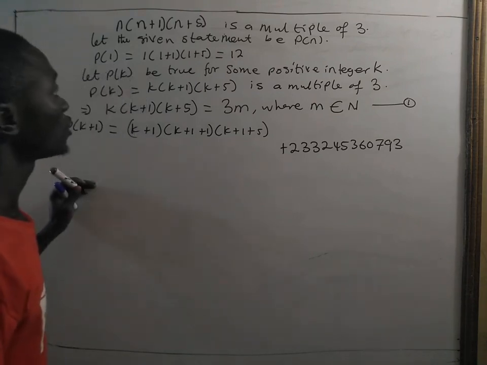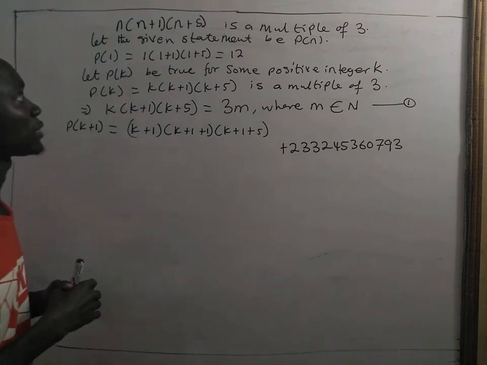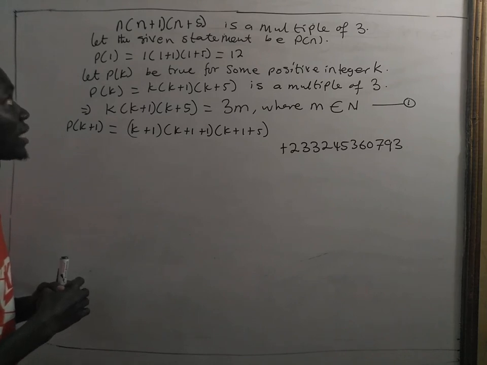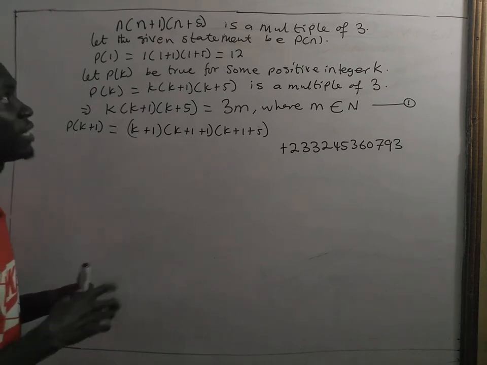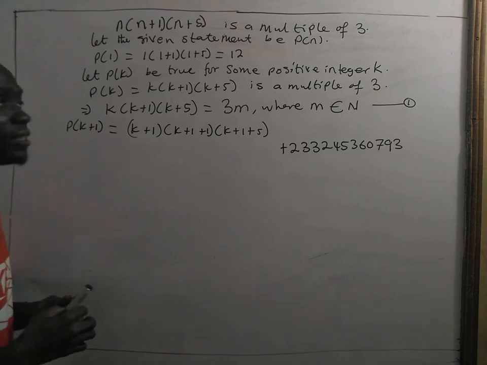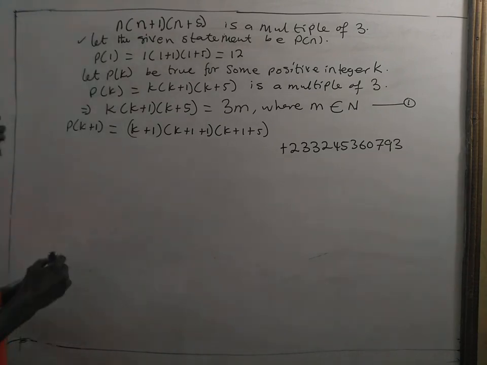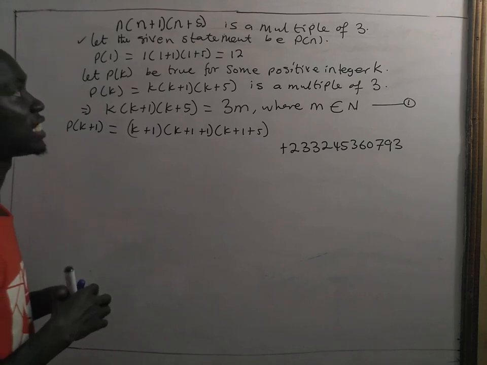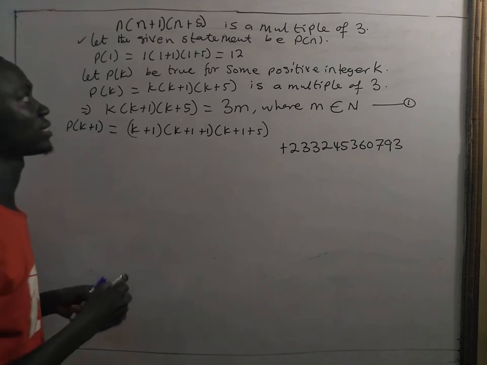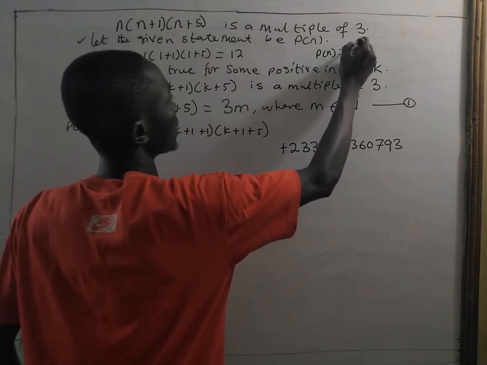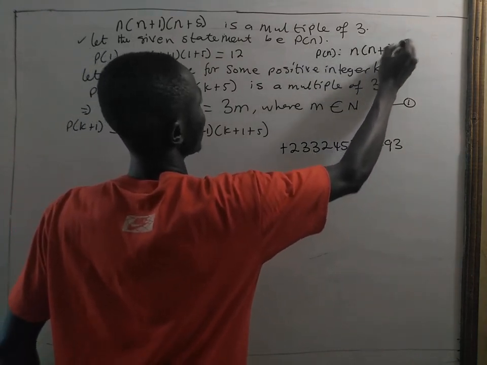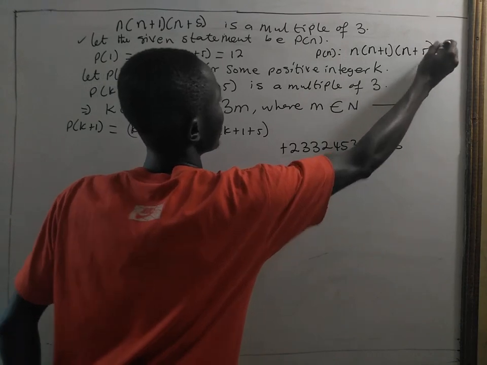Now, we are to prove using the principle of mathematical induction that for all n in the natural numbers, n times n+1 times n+5 is a multiple of 3. Now, let's take the solution. We let the given statement be Pn. That is, we write Pn as n times n+1 times n+5.